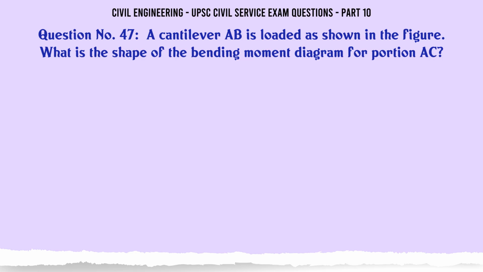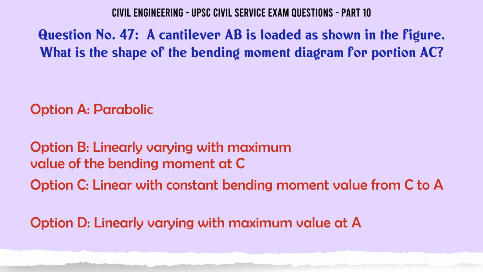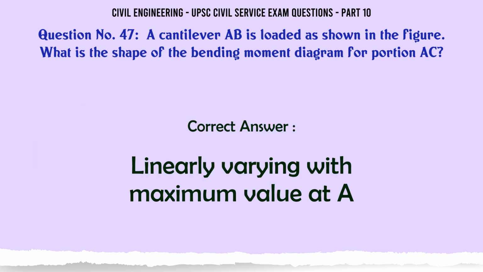A cantilever AB is loaded as shown in the figure. What is the shape of the bending moment diagram for portion AC? A. Parabolic. B. Linearly varying with maximum value of the bending moment at C. C. Linear with constant bending moment value from C to A. D. Linearly varying with maximum value at A. The correct answer is linearly varying with maximum value at A.